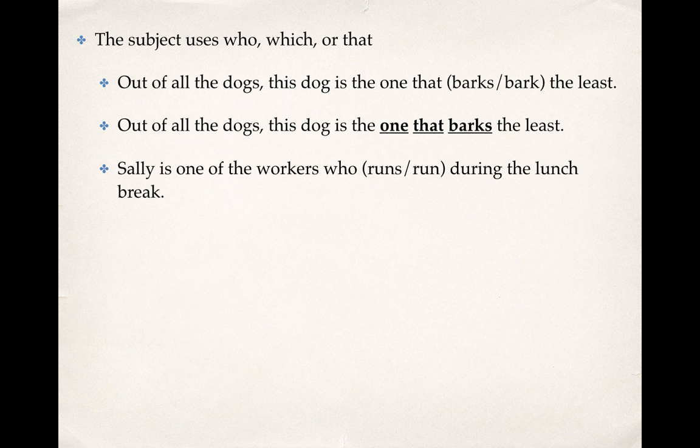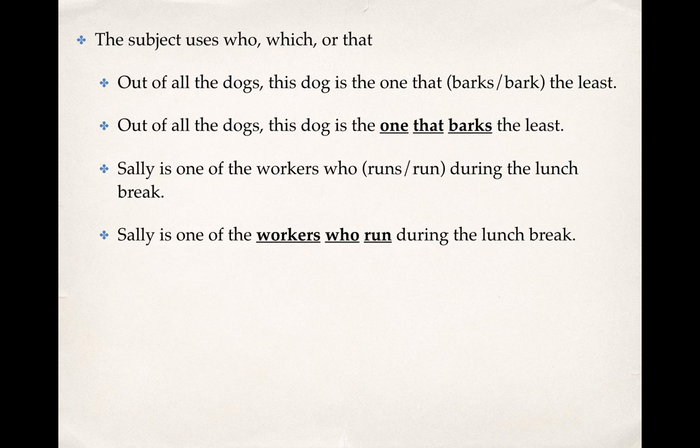This might be a little trickier. Sally is one of the workers who runs or run during the lunch break. Now you might think Sally is the one who runs, okay? But what is the word who referring to? The word who is actually referencing workers, workers who run. So you would choose that plural verb. Sally is one of the workers who run during the lunch break. So you always want to, with who, that, and which, look for which word is being referred to there.